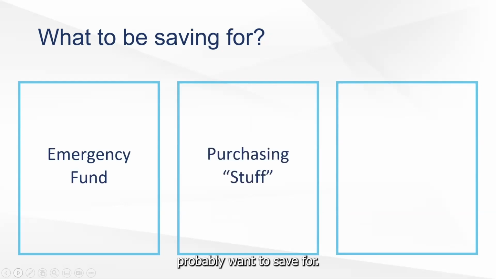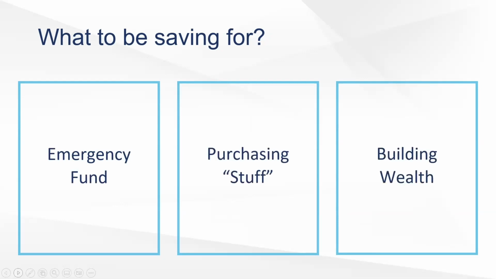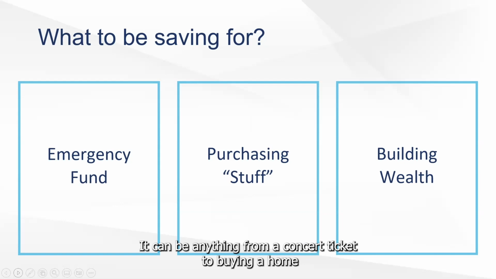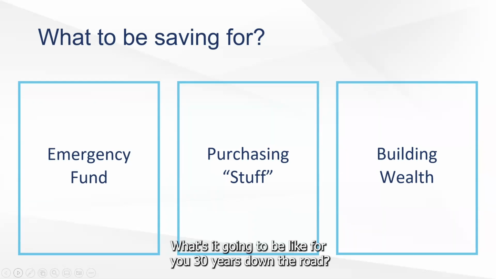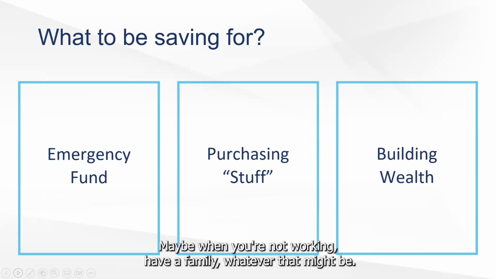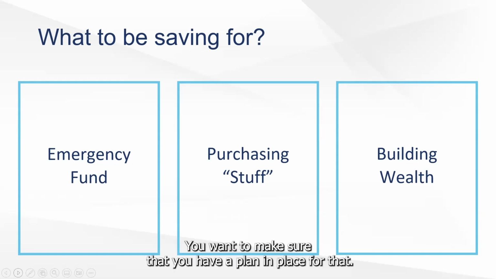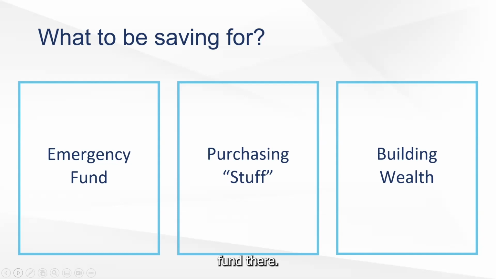Some things that we probably want to save for. Some scenarios: emergency fund. That is the biggest one. That is the most important one to fund first. Purchasing stuff. This one can be anything, from a concert ticket to buying a home. And then also building wealth. So are you saving for your retirement? What's it going to be like for you 30 years down the road? Maybe when you're not working, have a family, whatever that might be, you want to make sure that you have a plan in place for that. Emergency funds can really catch us off guard, so it's extremely important that we have that backup fund there.